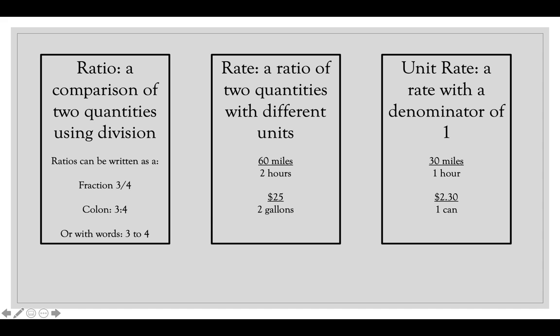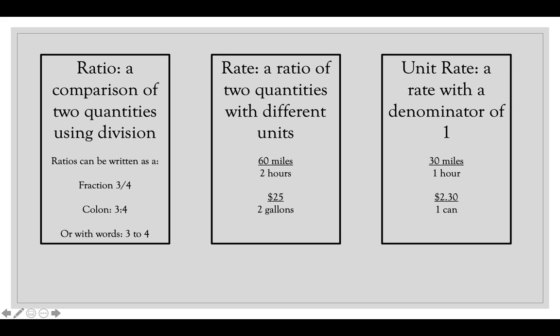A rate is a ratio of two quantities with different units. So here we have 60 miles in 2 hours. We have two different units here. We have miles here and hours here. Or we have $25 for 2 gallons. You might be asking, where is the first unit? The dollar sign is actually a unit here. So we're talking about dollars and we're talking about gallons.